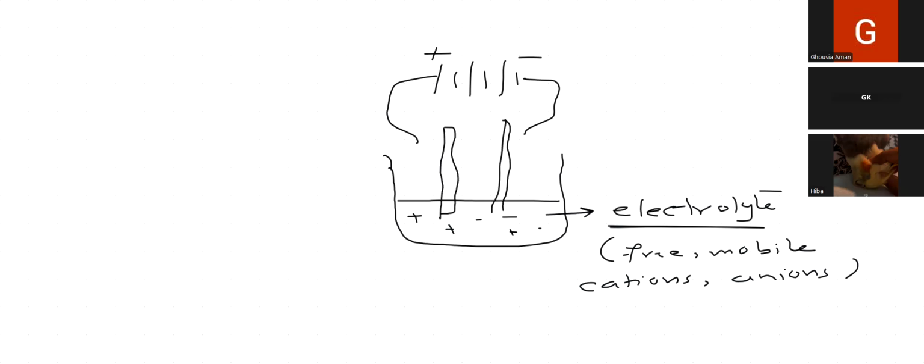So this pole will become a positive pole. And this pole is connected with the negative terminal, so this has become the negative pole. So what are these two poles called? These two poles are called electrodes. They are called electrodes. And what are they made up of?